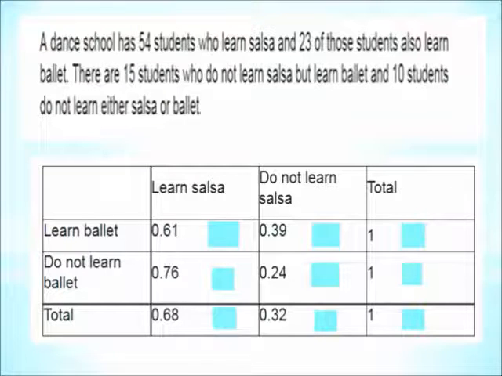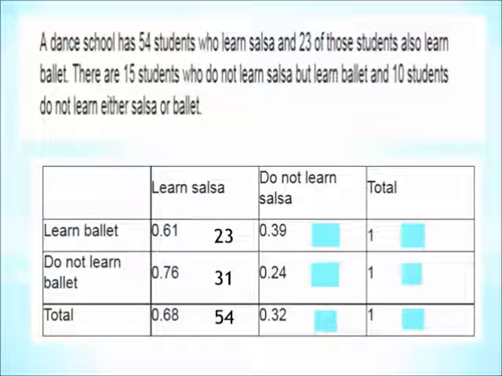This problem says the dance school has 54 students who learned salsa. So let's see, learn salsa. And 23 of those also learn ballet. So 54 learn salsa, and of those, 23 also learn ballet. And that's just from the first sentence. So if there's a total of 54, and 23 of them have learned both, what does that mean? Those that learn salsa only, it's going to be 31.